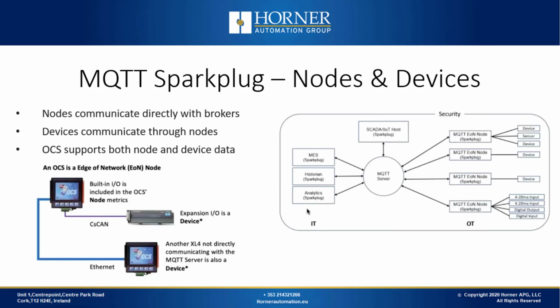Now let's talk a little bit about MQTT Sparkplug, particularly nodes and devices. In Sparkplug, a node communicates directly on the MQTT network, so it communicates directly with the brokers. Sparkplug also has devices, which communicate through nodes, so you can think of a node like a gateway, where a device is much less sophisticated, like a sensor, which isn't high level enough to report its data directly. The OCS, or Operator Control Station, can support both node and device data.